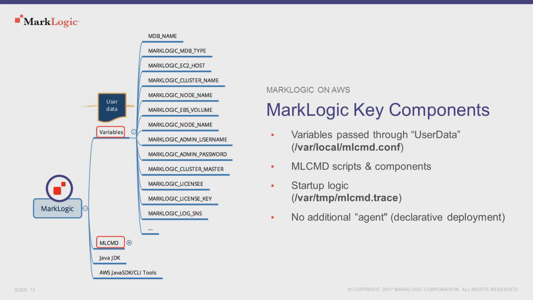The user data variables, these are all documented pretty well in our EC2 guide. But these are kind of the main ones that are most important for user data. So name, MDB type, host details, cluster name, and so on. As an instance comes up under a managed cluster, these values will automatically be inherited so that the system can bootstrap itself and log itself in and join the network for you, join the cluster for you.